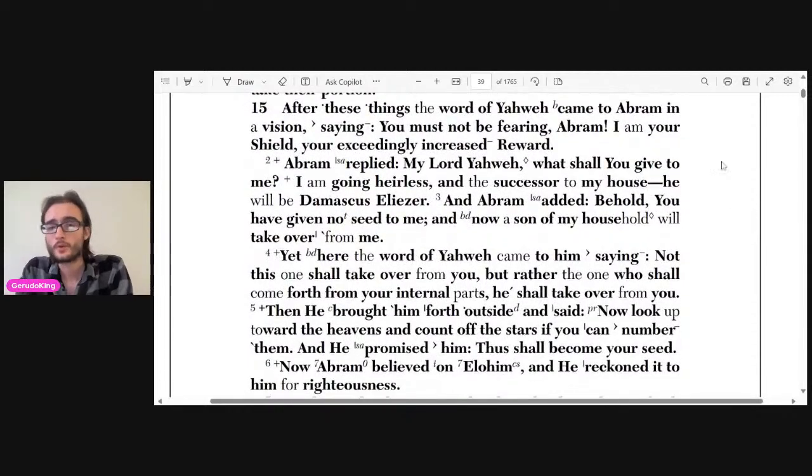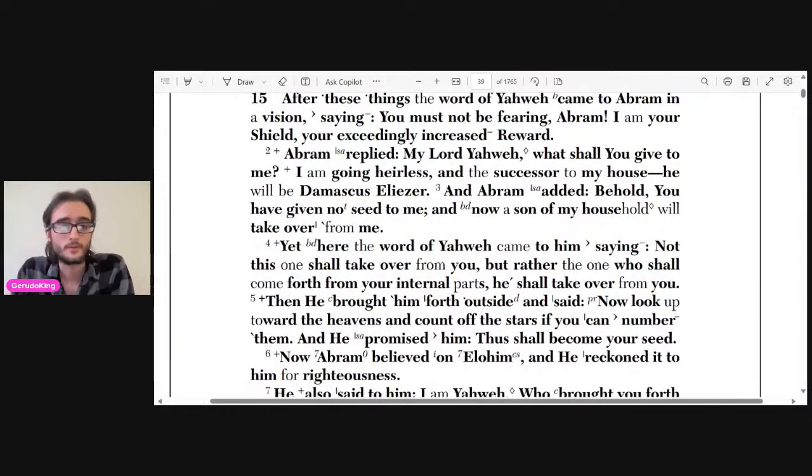After these things, the word of Yahweh came to Abram in a vision, saying, "You must not be fearing, Abram. I am your shield, your exceedingly increased reward." Abram replied, "My Lord Yahweh, what shall you give to me? I am going heirless, and the successor to my house will be Damascus Eliezer."